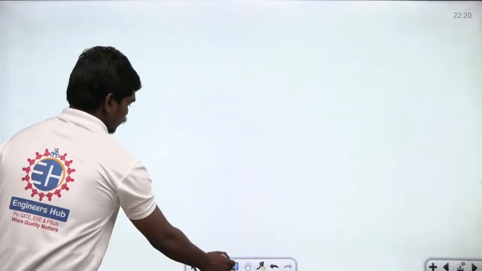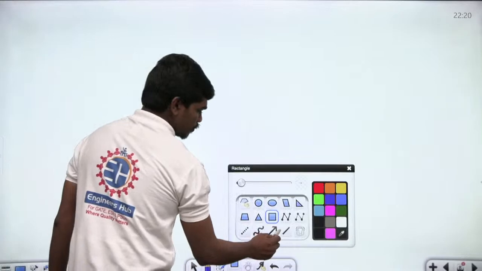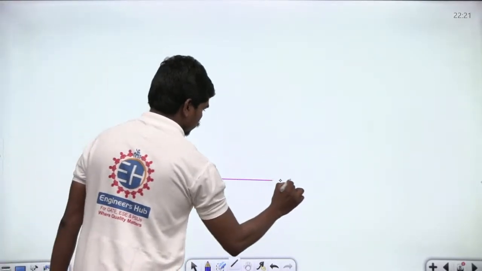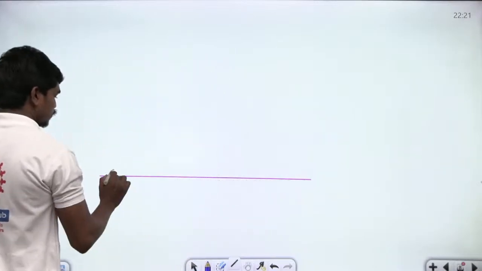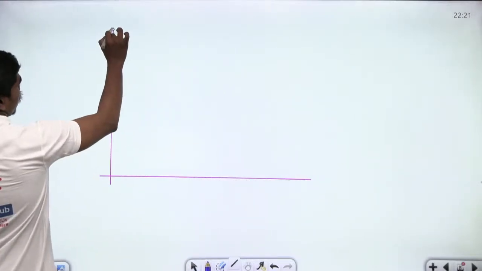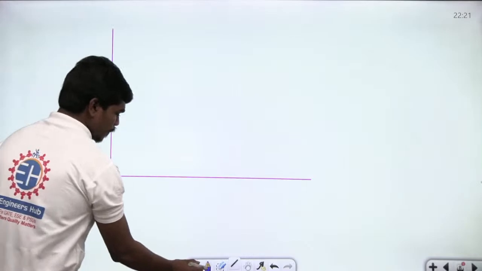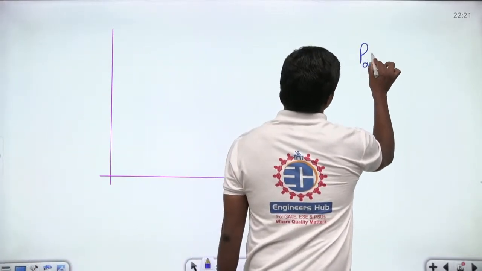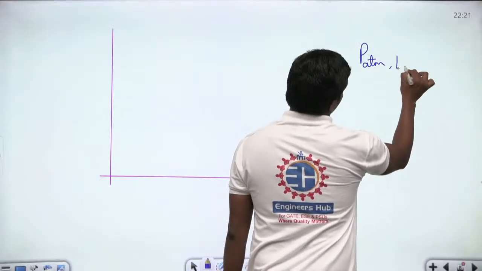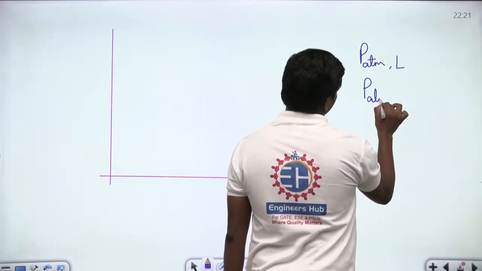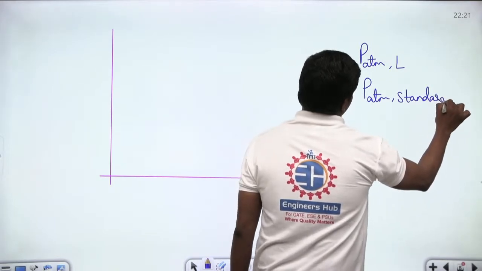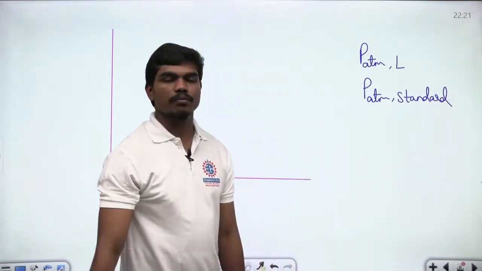See, one proper chart. What is this chart? Look, see carefully. Atmospheric pressure is of two types in general: local and standard atmospheric pressure. So what are the standard and local atmospheric pressures?